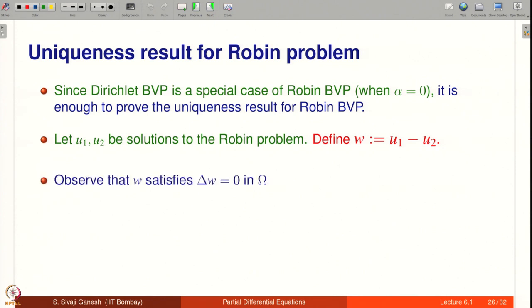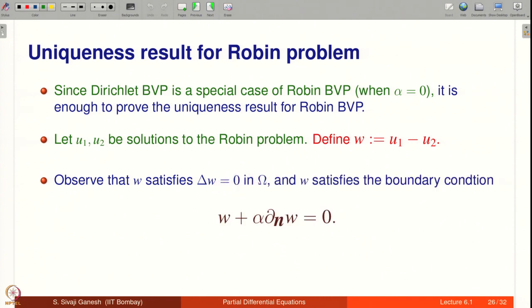Observe that w satisfies Laplacian w equal to 0, because Laplacian u1 equal to f, Laplacian u2 equal to f. Therefore, Laplacian w is the difference of Laplacian u1 and Laplacian u2, both of them are f. Therefore, Laplacian w is 0. In other words, w is a harmonic function in omega, and w satisfies the boundary condition w plus alpha dou n w equal to 0, because u1 satisfies the boundary condition with the same g and u2 also satisfies with the same g. Therefore, the difference will satisfy 0, because this is linear in w. So, this is the boundary condition satisfied by w.